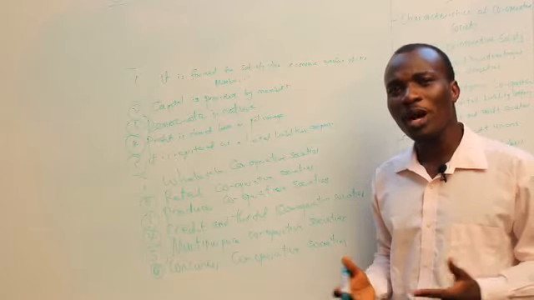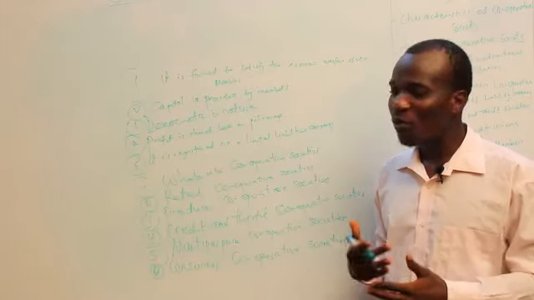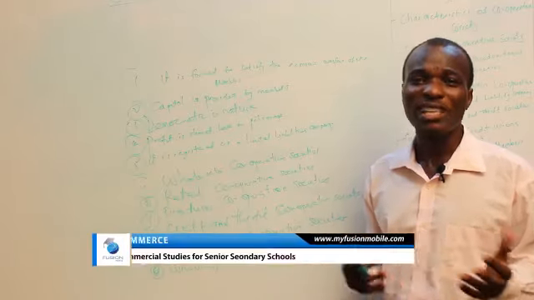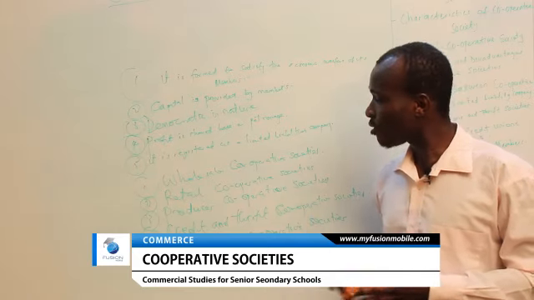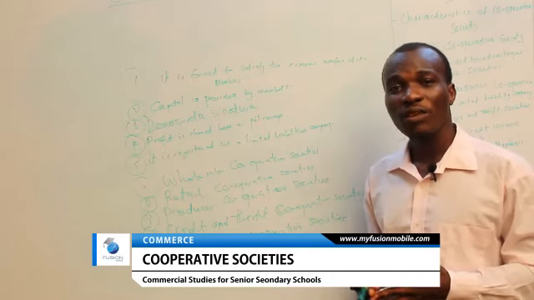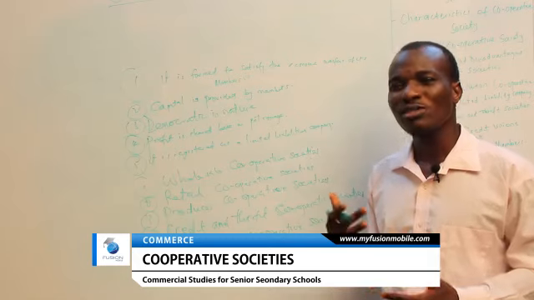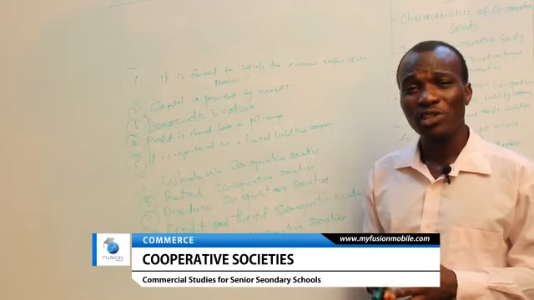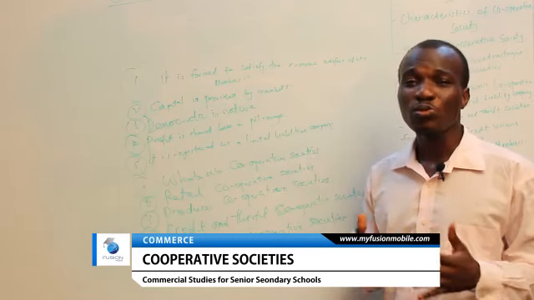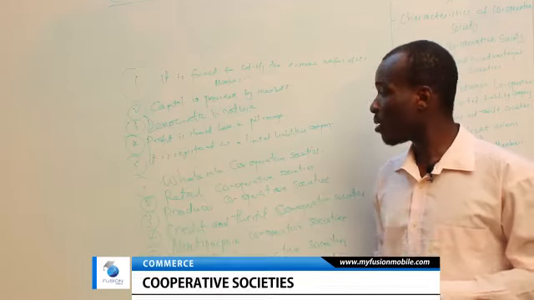So to reduce cost, what will happen? A small group of wholesalers will come together and form an organization referred to as a wholesale cooperative society in order for them to buy goods directly from the manufacturer or from the producer and then distribute it at a lower cost to their members.